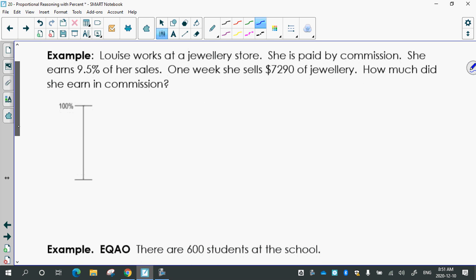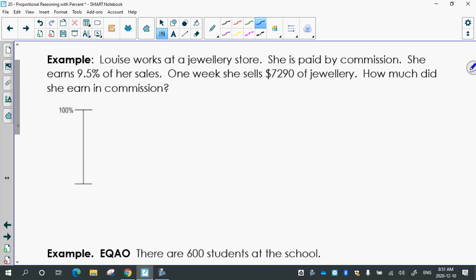All right. Louise works at a jewelry store. She is paid by commission. She earns 9.5% of her sales. 9.5 out of 100, that's not very much, right? Less than 10, so way down here, she earns 9.5% of her sales. One week she sells $7,290 worth of jewelry. How much did she earn in commission? So this is her commission, the 9.5%. It would be nice if she earned $7,290, but that's just how much she sold. So that goes up at the top. And then she gets 9.5% of that. Okay?